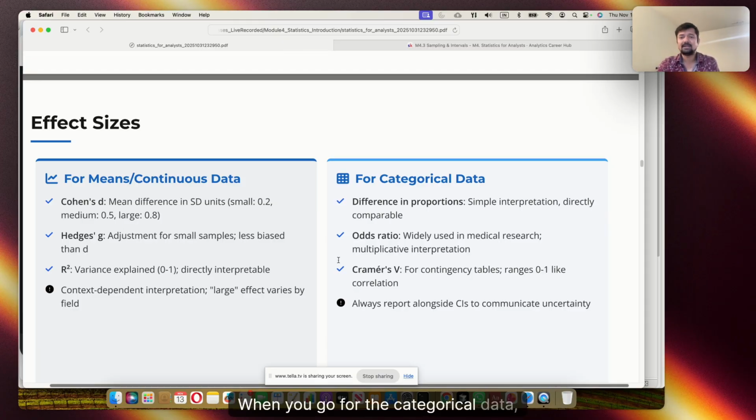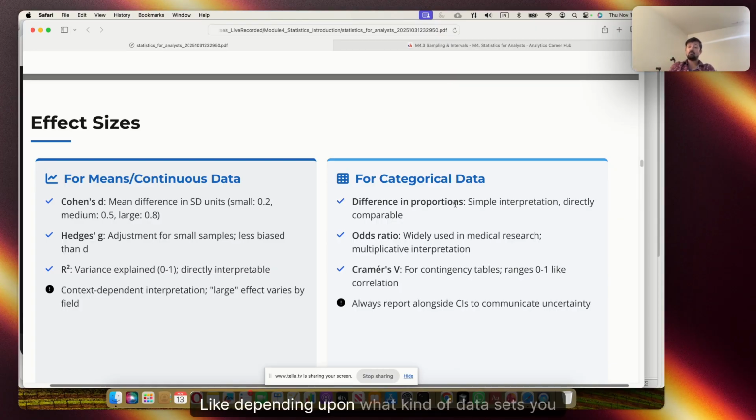When you go for categorical data, you identify differences in proportions. You get the proportion for group 1, the proportion for group 2, and then the difference between these two proportions, and you get the odds ratio. So this is very, very important here.